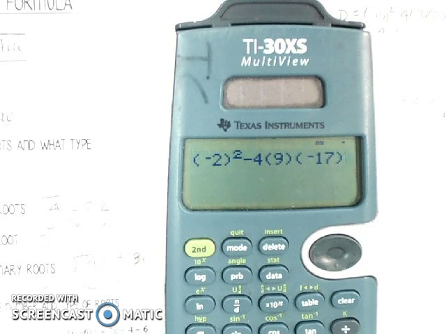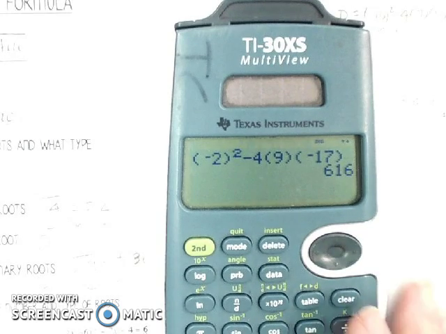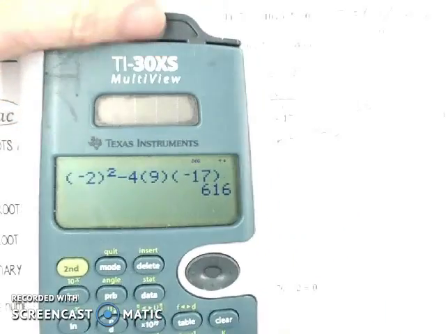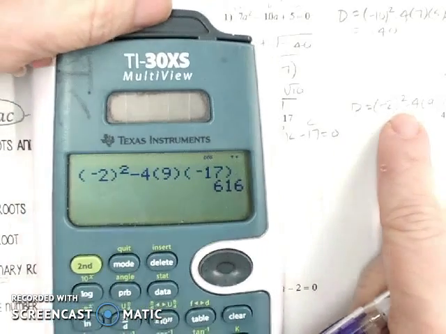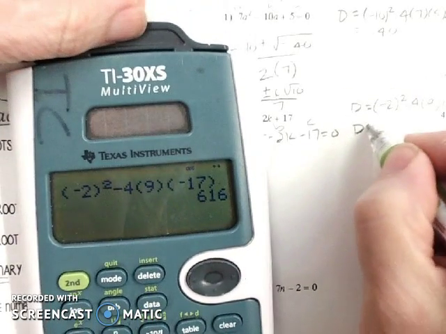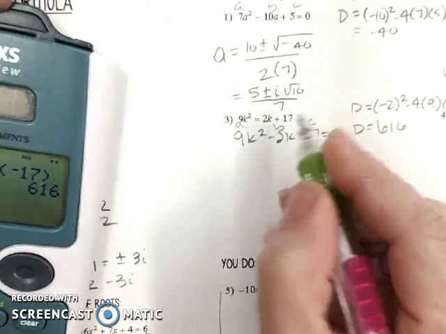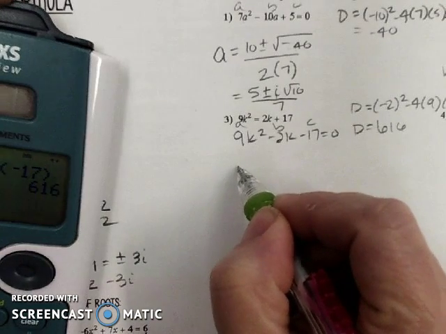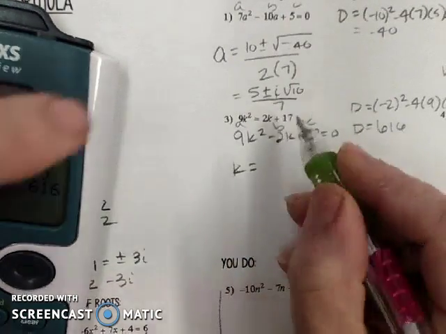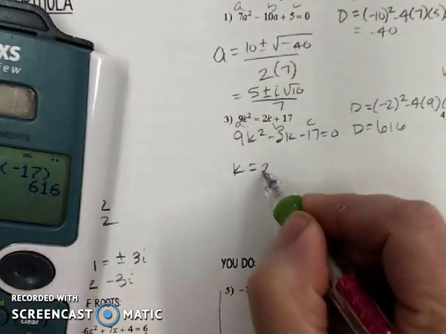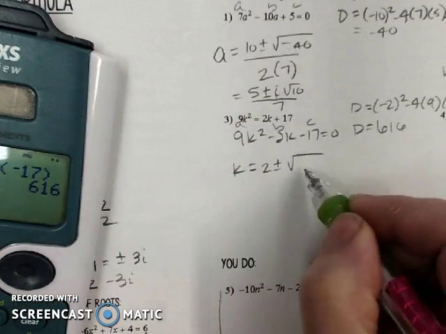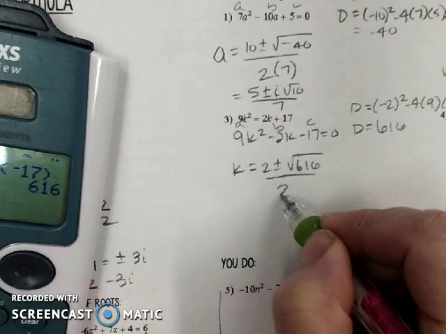So I just typed it in my calculator, I pressed enter, and I got 616. That gives me a positive number. I just typed that in. And so my discriminant is 616. That means I'm going to find that k is equal to the opposite of b plus or minus the square root of 616 over 2 times a.